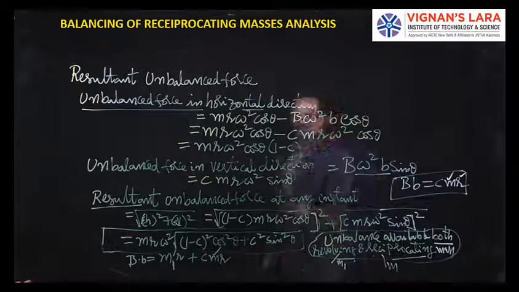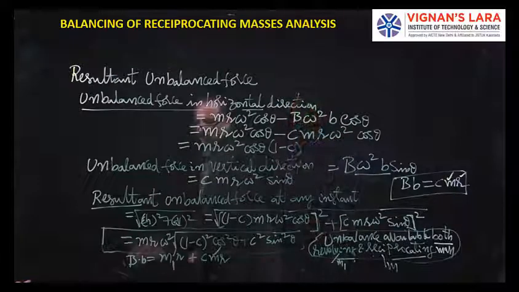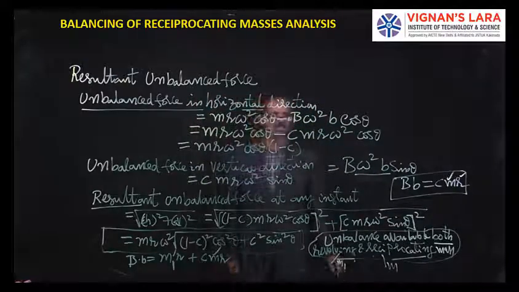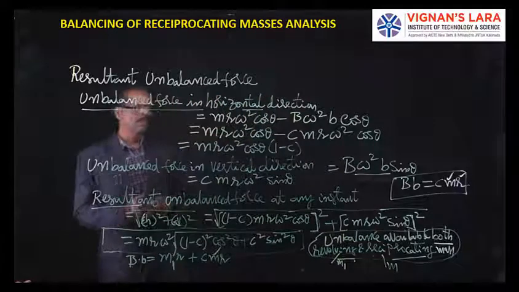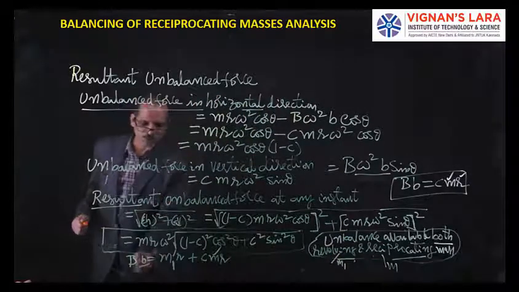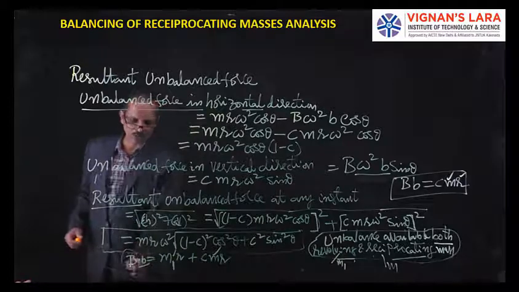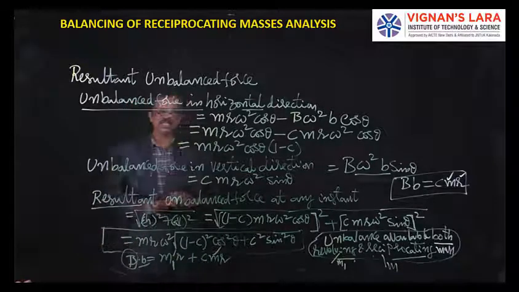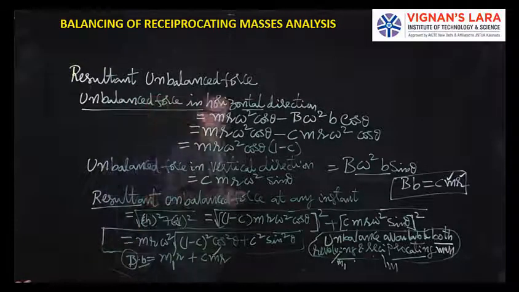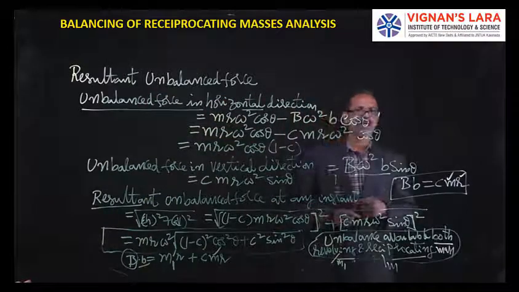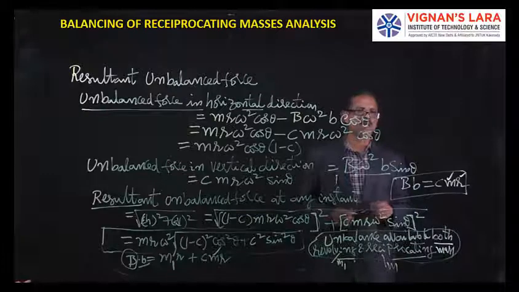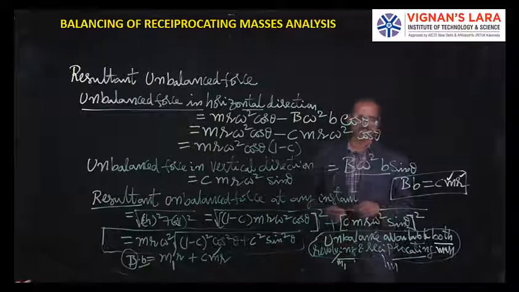That way we can balance both revolving as well as reciprocating masses by introducing a mass of capital B at a radius of small b. In the next lecture, we will discuss the locomotives classification and the effects of partial balancing in locomotives. That we will see in the next lecture.